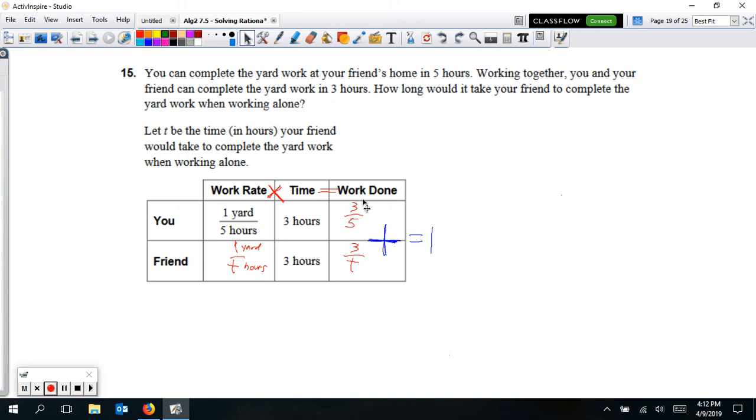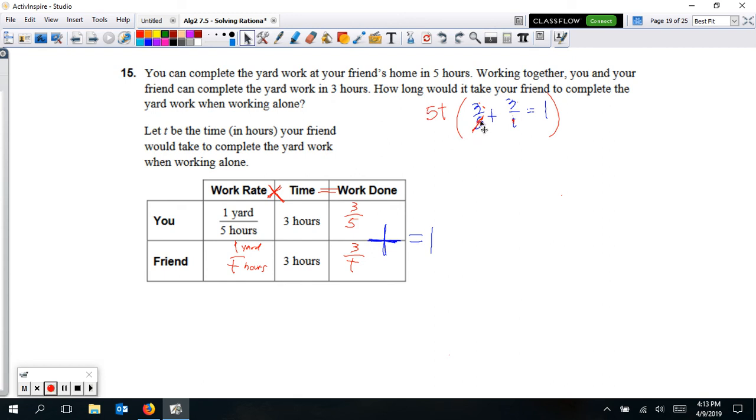So we can now write an equation with 3/5 plus 3 over T is equal to 1. So that equation is here. And we want to see, okay, what's our common denominator here? Because that's what we would have to do. We'd have to use our LCD, which would be 5 times T, 5T. We need a 5 and we need a T to multiply here. So 5T is the LCD.